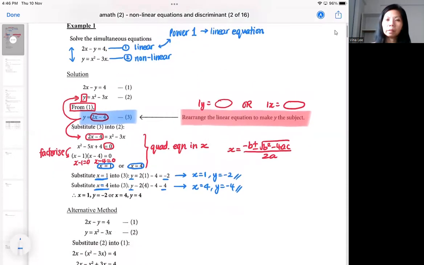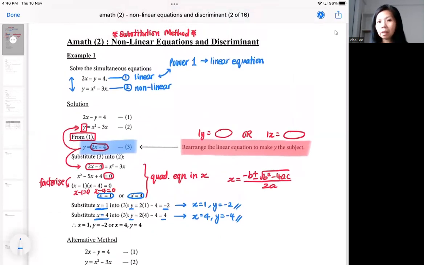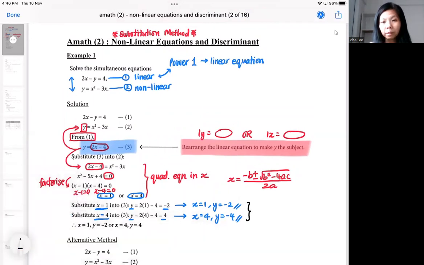So we got two pairs of answers. What does these two pairs of answers signify? It kind of signifies intersection. So we got two pairs of solutions, and these two pairs of solutions can represent two coordinates of intersection.